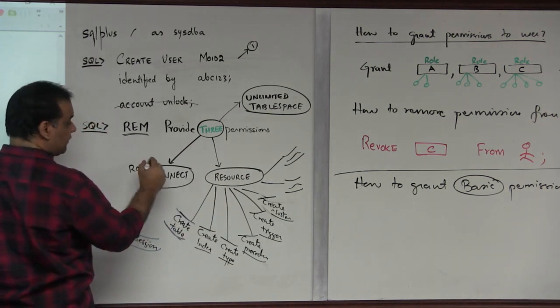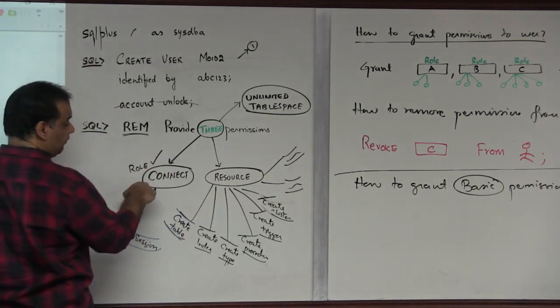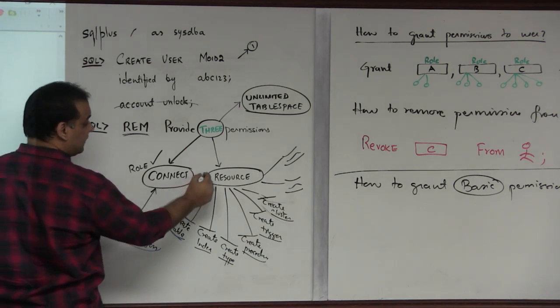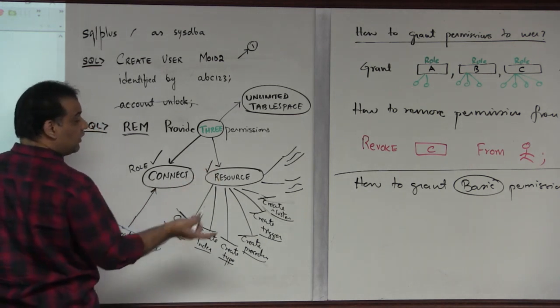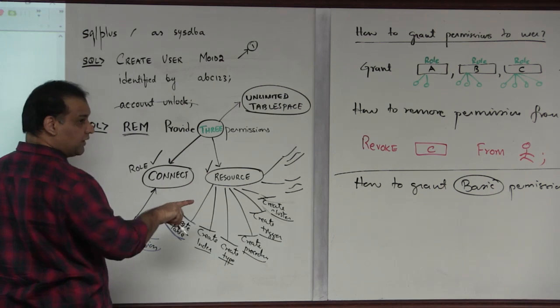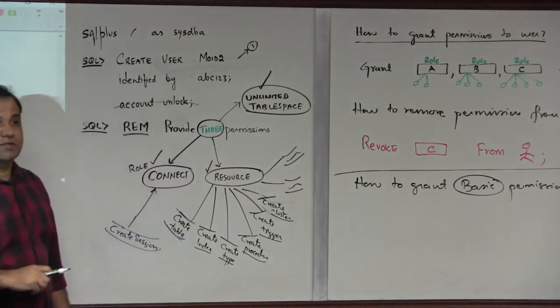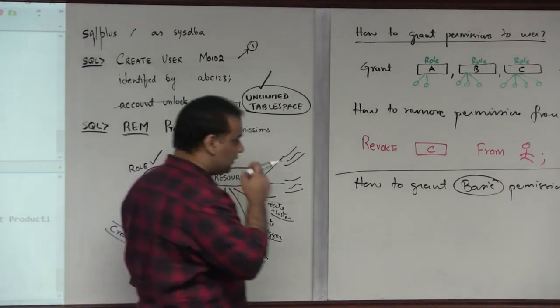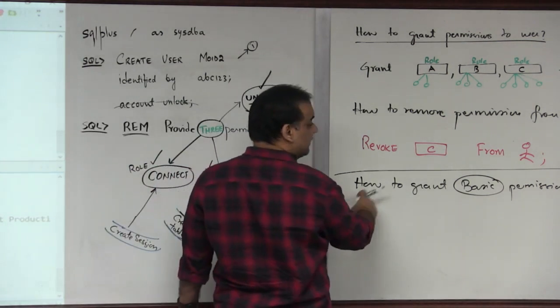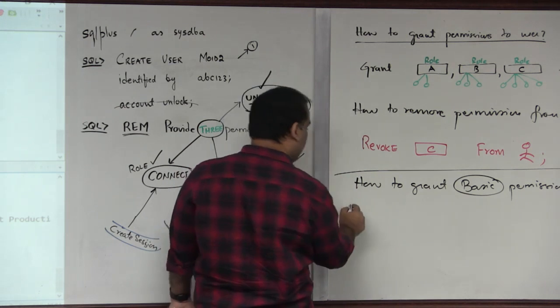So the first thing is I'm able to connect. The second thing is, can I create a table? When I create a table, I have to insert the data, right? To insert the data, I need to have the unlimited tablespace grant. So how to grant basic permission to users? There are 3 basic permissions.